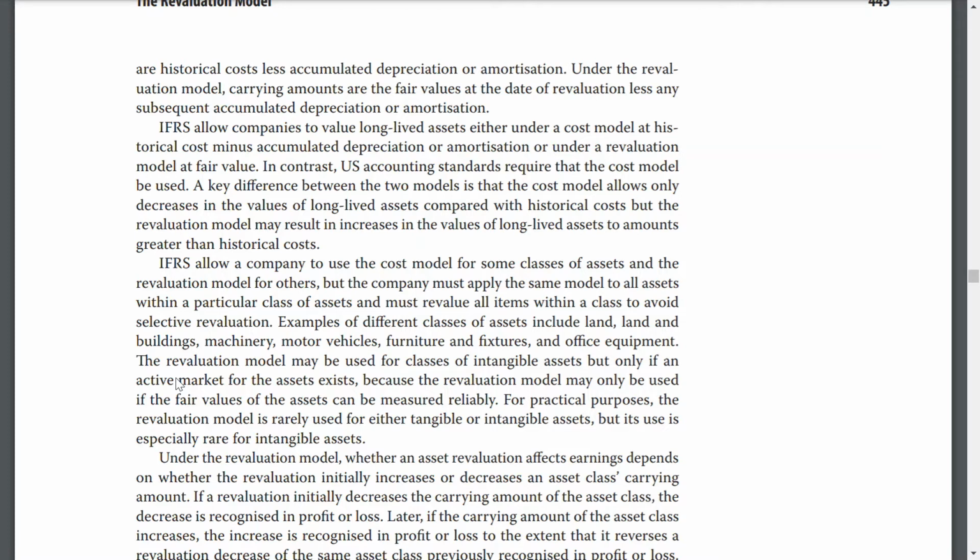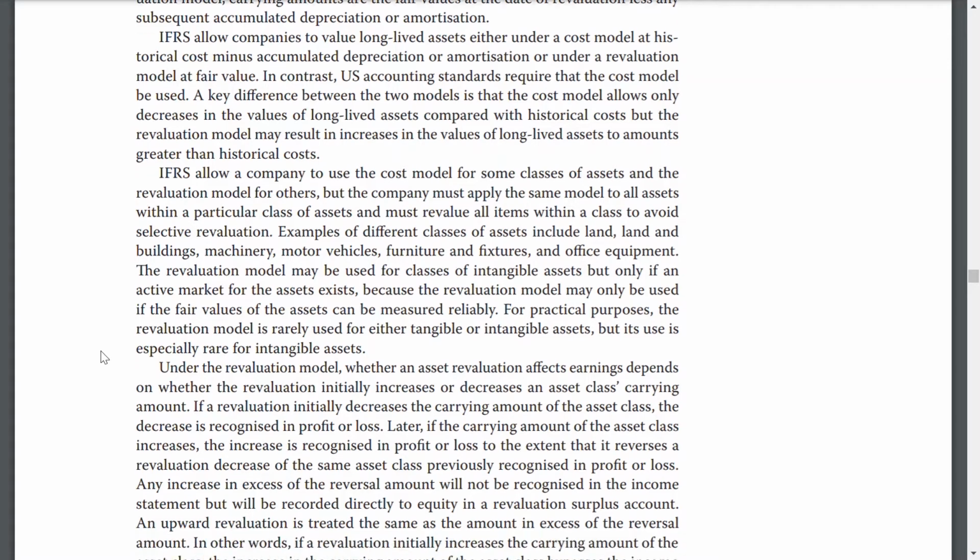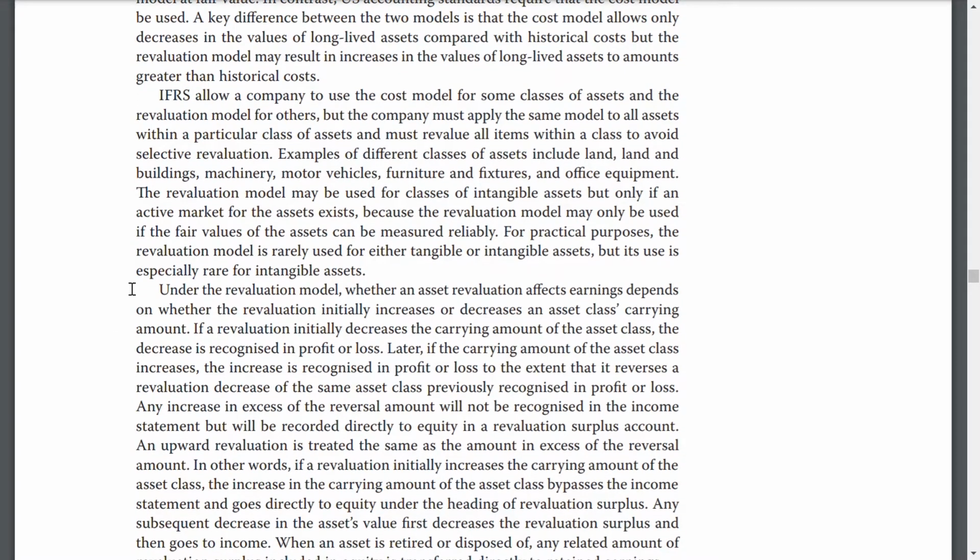IFRS allows a company to use the cost model for some classes of assets and a revaluation model for others, but the company must apply the same model to all assets within a particular class of assets and must revalue all of them within a class to avoid selective revaluation. Examples of different classes of assets include land and buildings, machinery, motor vehicles, furniture and fixtures, and office equipment.